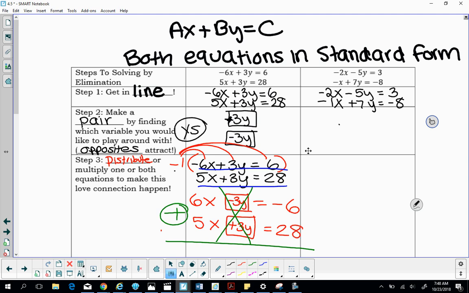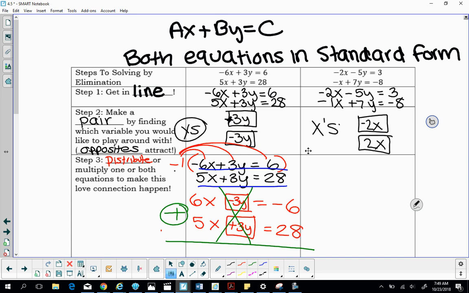Negative 2, right? Negative 1 would just change the sign, but negative 2 would make it change the sign and multiply to get 2. So in this case, we're going to play around with the x's and make it negative 2x and positive 2x.